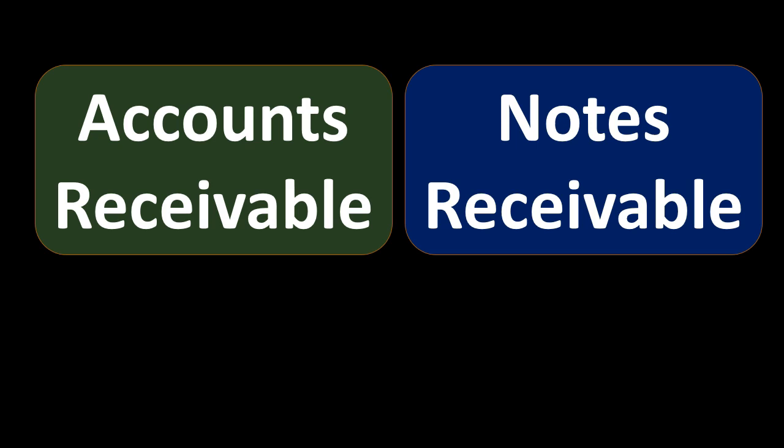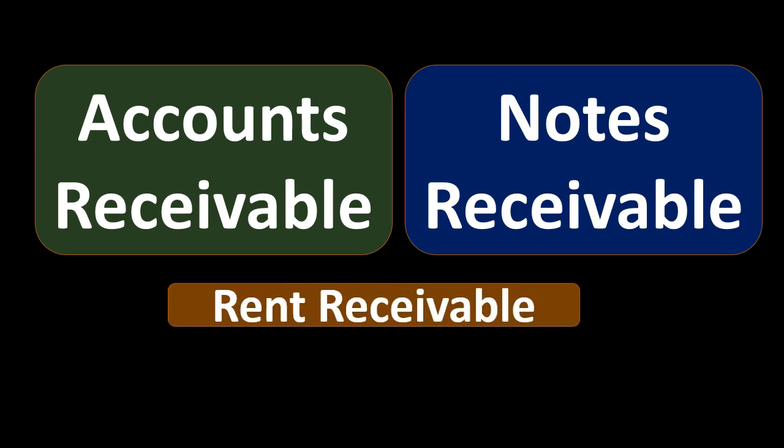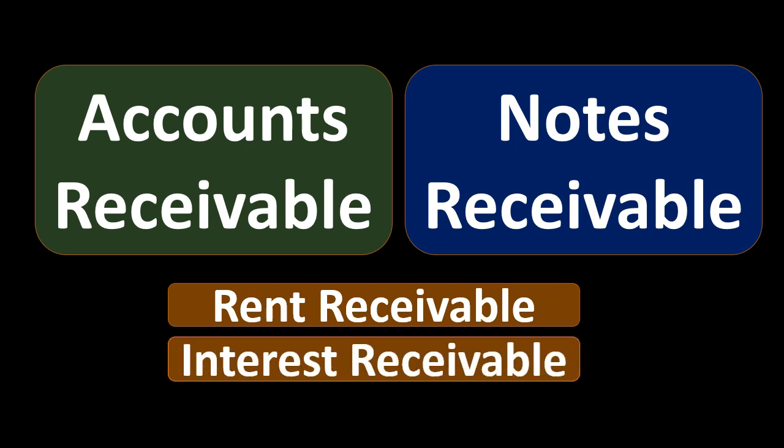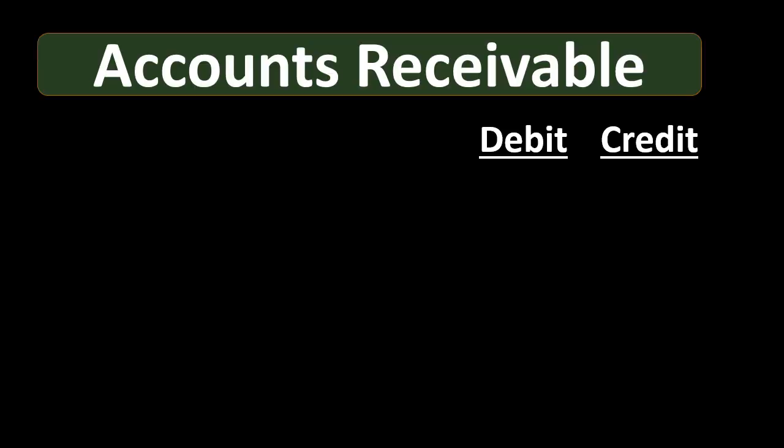The major two types of receivables, and the ones we will be concentrating on here, are accounts receivable and notes receivable. There are other types of receivables we may see on the financial statements or trial balance or chart of accounts, including receivables such as rent receivable and interest receivable. Anything that has a receivable in it basically means that someone owes us something in the future. We're going to start off talking about accounts receivable. That's going to be the most common, most familiar, most used type of receivable.